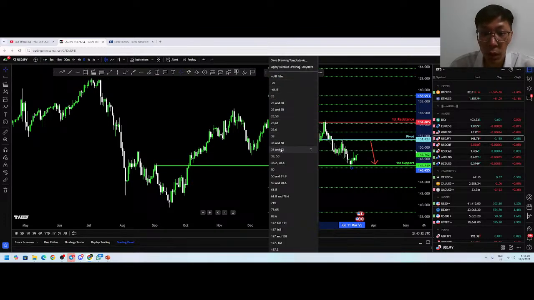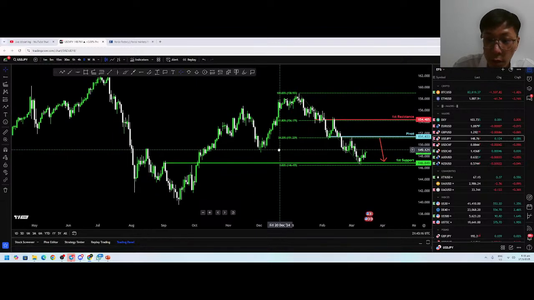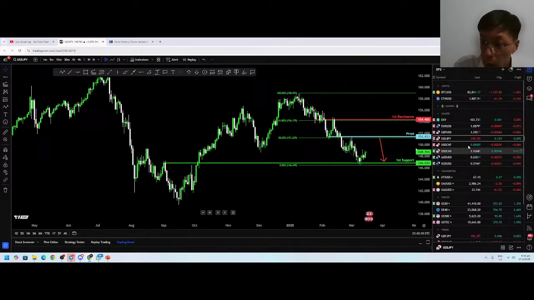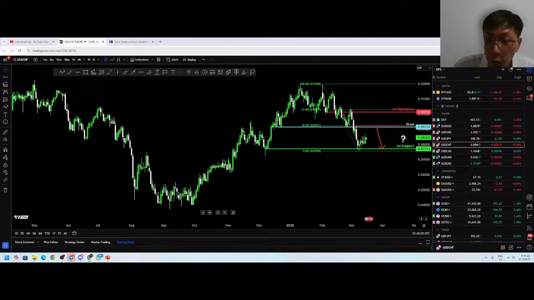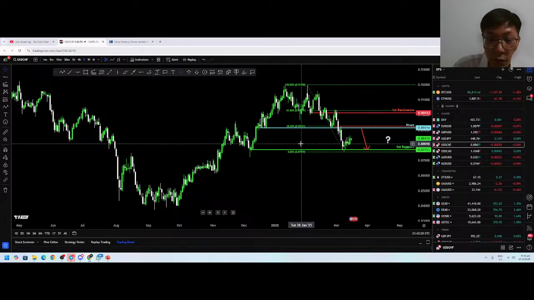Yeah, 38 and 61.8. Okay, these are my levels. Then USD CHF, let's see. Yeah, this is nice, looks fine to me. Okay, USD CHF about the same as USD JPY.